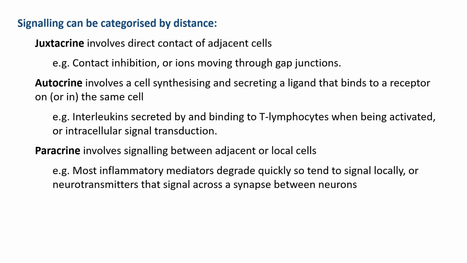Paracrine involves signaling between adjacent or local cells. So when we talk about inflammation, most of those inflammatory mediators, the chemicals involved in inflammation, degrade very quickly. So they only tend to bind very locally, unless you produce massive amounts of them. Or it could relate to things like neurotransmitters. Neurotransmitters are exocytosed from the presynaptic membrane. They travel across a very small gap and then they bind on the postsynaptic membrane, very short distance.